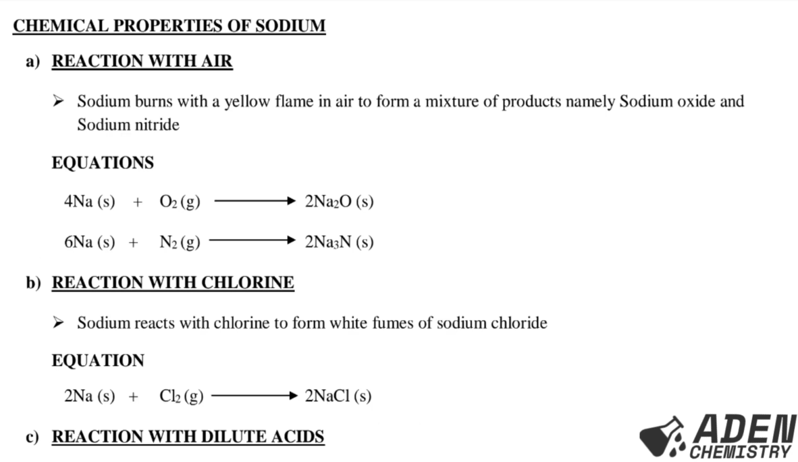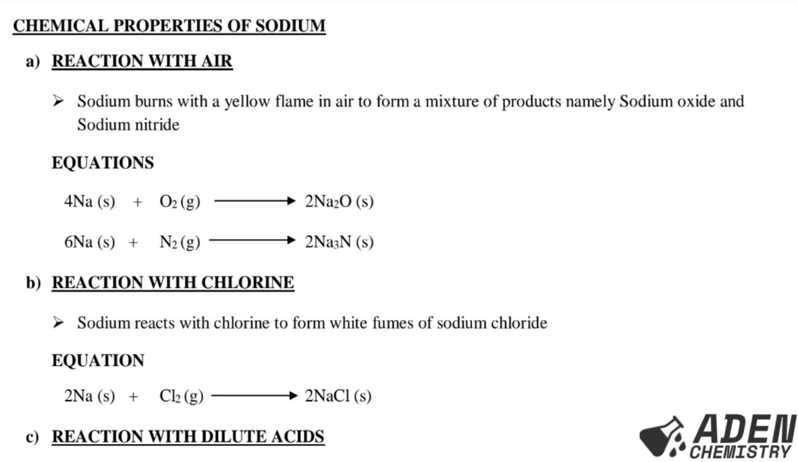Next, we are going to go to the chemical properties of sodium metal. We are going to start with the reaction of sodium with air, and we are saying sodium burns with a yellow flame in air to form a mixture of products, namely sodium oxide and sodium nitride. The equation for those reactions will be 4 moles of sodium metal reacting with 1 mole of oxygen gas, giving us 2 moles of sodium oxide, which is solid. The second equation will be 6 moles of sodium metal reacting with 1 mole of nitrogen gas, giving us 2 moles of sodium nitride, which is solid.